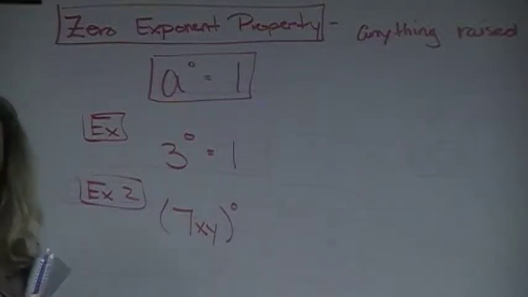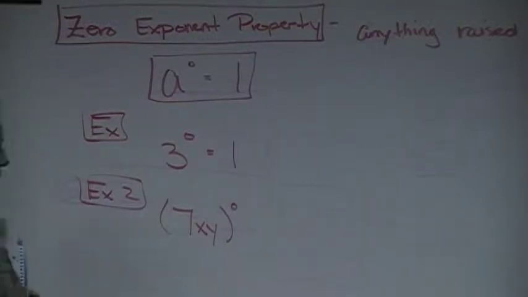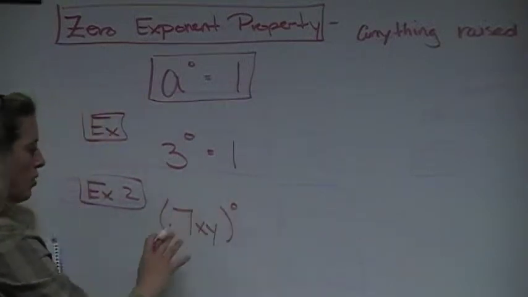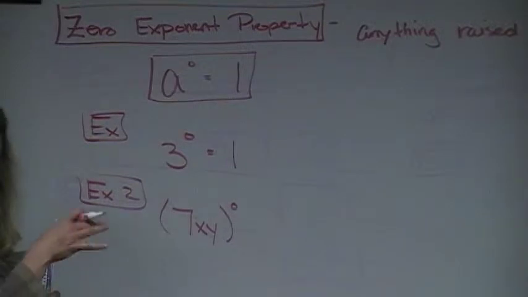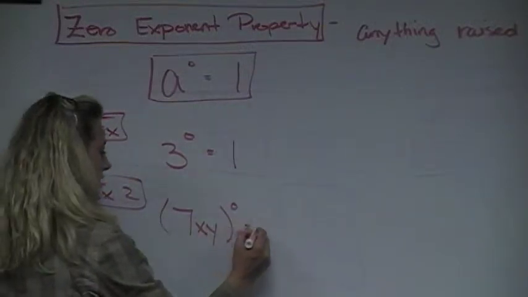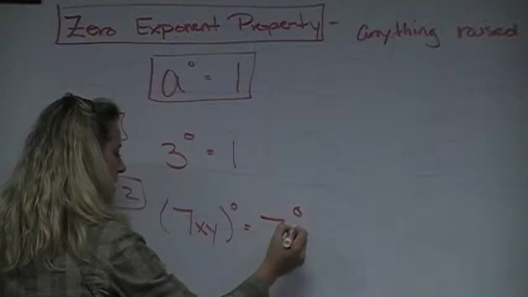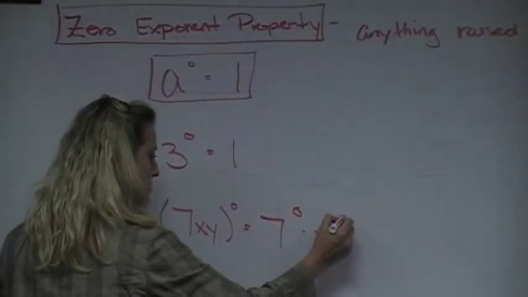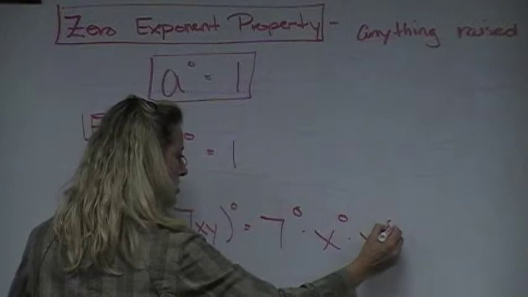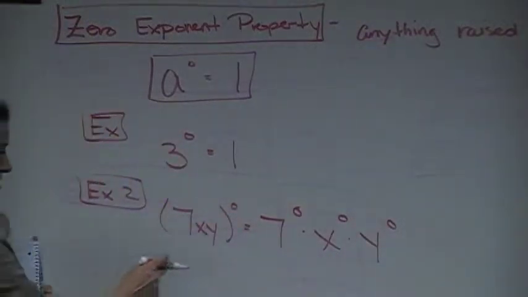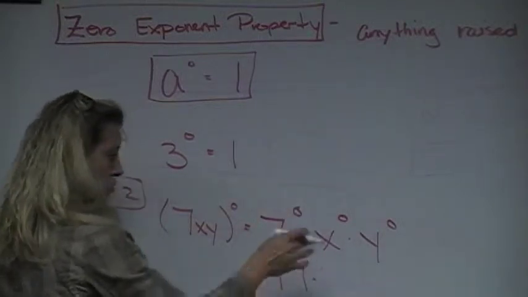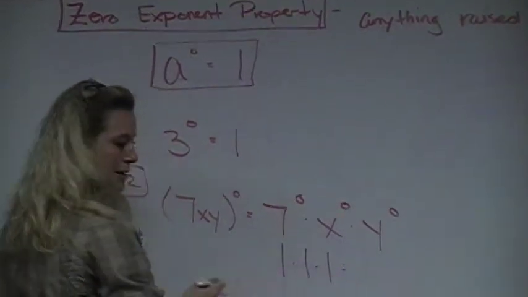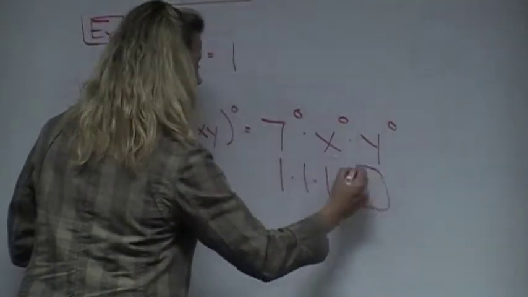Let's talk about why this is the case. I don't want you to say 1. I want you to understand why it is 1. Watch. Guys, what if this was just any power, what would I do to everything inside of this? Raise it to the power outside of it, right? Using the power of a product property. Watch what I do. 7 to the 0 times x to the 0 times y to the 0. Here's why it becomes 1. What is 7 to the 0 power? 1. What's x to the 0 power? 1. What's y to the 0 power? 1. What's 1 times 1 times 1? 1. That's why it does not make a difference what you raise to the 0 power.